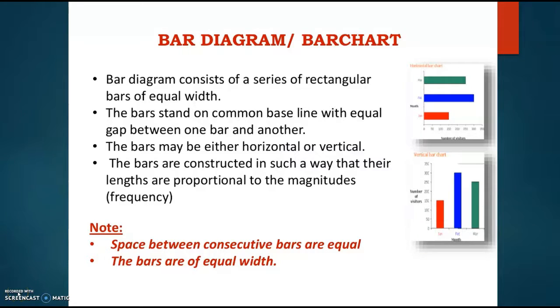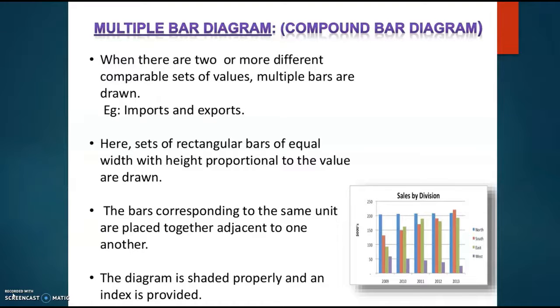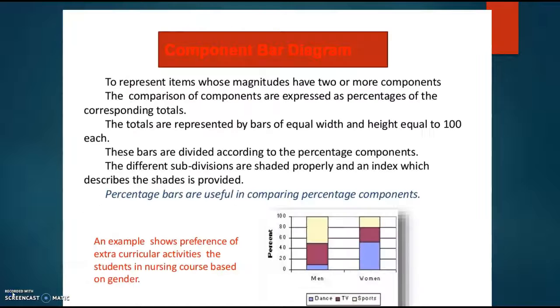Let us conclude today's session by recollecting all the concepts. What do you mean by bar diagram or bar chart? It consists of a series of rectangular bars of equal width. Simple bar diagram is used to represent when items have to be compared with regard to a single characteristic. The next one, multiple bar diagram or compound bar diagram. When there are two or more different comparable sets of values, multiple bars are drawn. Then component bar diagram to represent items whose magnitudes have two or more components. We use this component bar diagram.